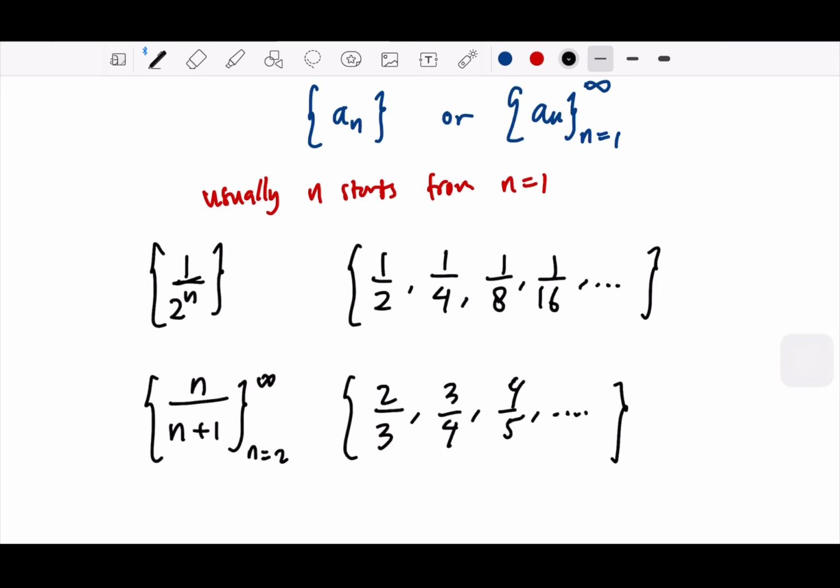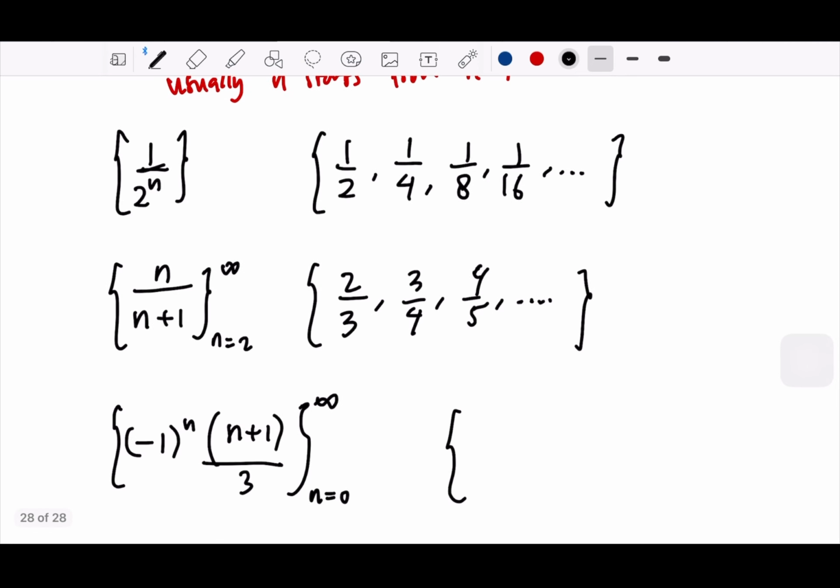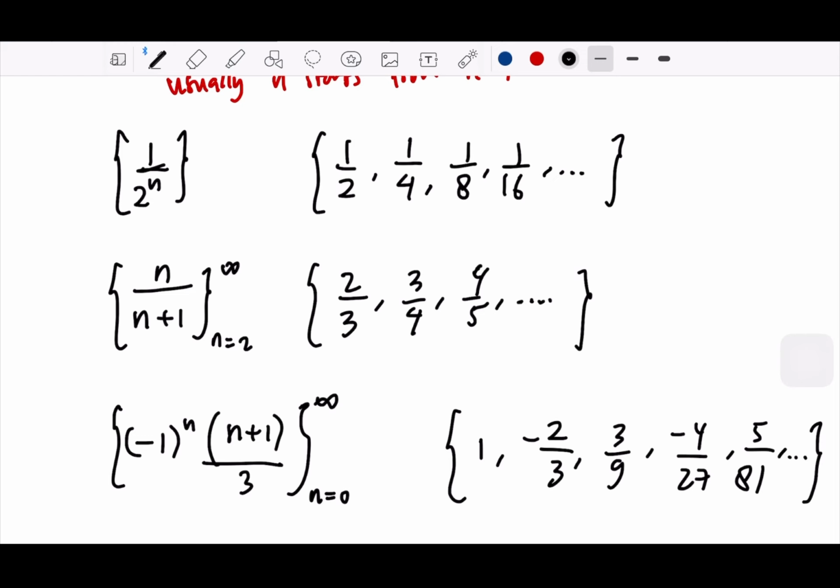Okay? And also, we can have the alternating sequence. If we have, for example, -1 with power of n, and then maybe n plus 1 over 3, maybe starting from 0. This will generate the sequence that starts from 1 and then -2, 3, -4, 5, and so on.